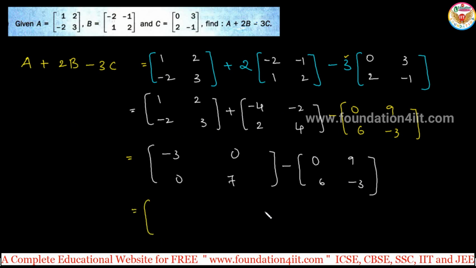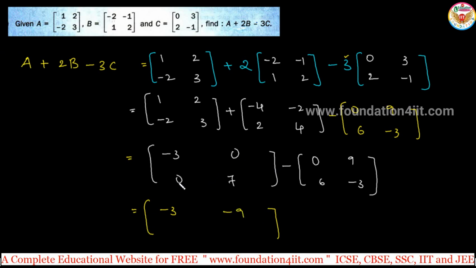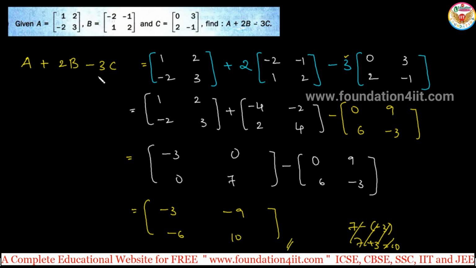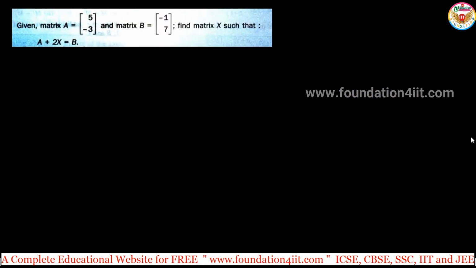Next simplification. Subtraction of the matrices. Minus 3 minus 0, minus 3 it is. 0 minus 9, minus 9. Again same corresponding elements. 0 minus 6, minus 6. 7 minus of minus 3. So observe here, 7 minus of minus 3. No? 7 minus minus is plus 3. That is 10. So 10 we will get here. This is a rough I did. 7 minus of minus 3 is 10. So this is the value of A plus 2B minus 3C. Right. Let us see one more sum based on this multiplication with scalar.